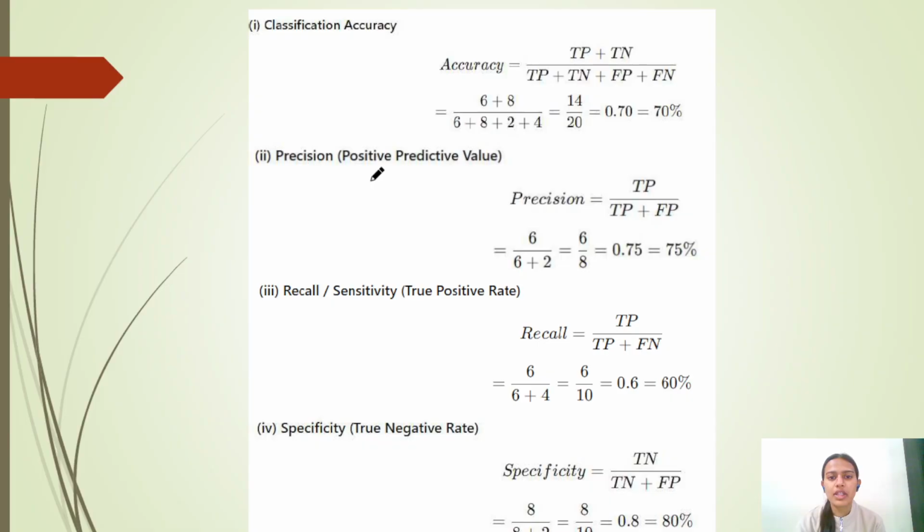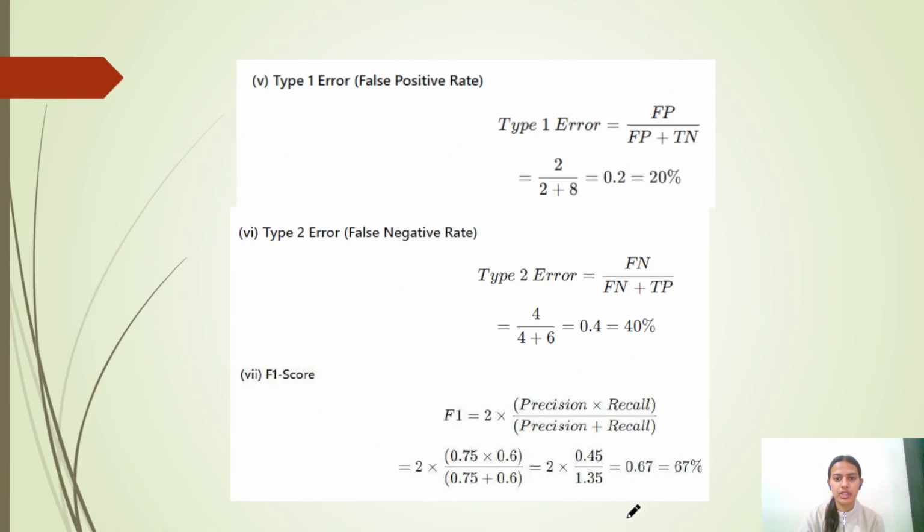Precision is just the positive predicted value. So TP upon TP plus FP, which will be 0.75, 75% precision. Recall and sensitivity are both the same. So recall is equal to TP upon TP plus FN. We will get 0.6, which means 60%. Specificity is the true negative rate. So specificity is TN upon TN plus FP. We will get 0.8, which is 80%.